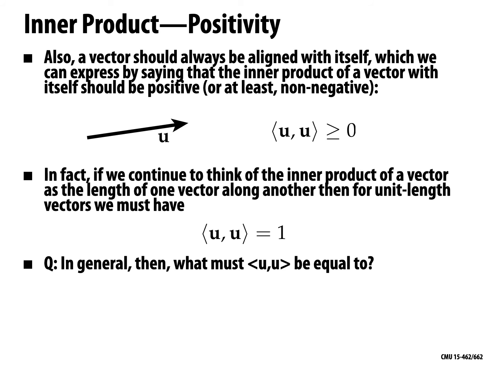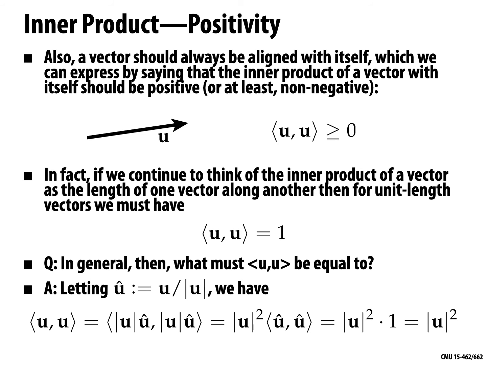Okay, well, we could think about it this way. Let's say we have a vector u that doesn't have unit norm, and we define u hat as the corresponding unit vector. So u hat is u divided by the norm of u. In that case, what we'll see is that the inner product of u with itself is the inner product of the norm of u times u hat with the norm of u times u hat, which is equal to, well, we can pull those constant factors out as we did on the previous slide. So we get the norm of u squared times the inner product of a unit vector with itself. Unit vector inner product with itself is equal to 1. So we end up with just the norm of the vector squared.